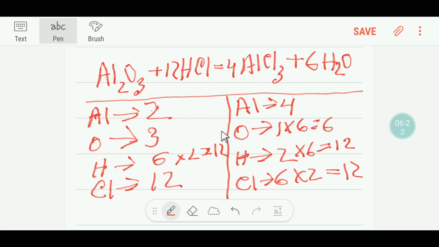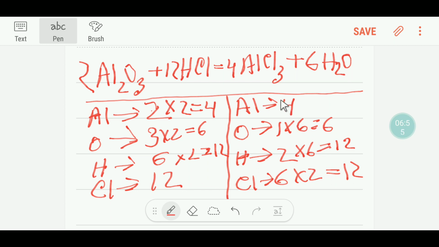So to balance the aluminium, I can multiply here by 2, right? And that gives me 4, and these 2 must come before this aluminium that is here. So if I put here 2, then the number of oxygen will be 6. 3 times 2, that gives me 6. So now everything is balanced, right? So 4 4, 6 6, 12 12, 12 12.